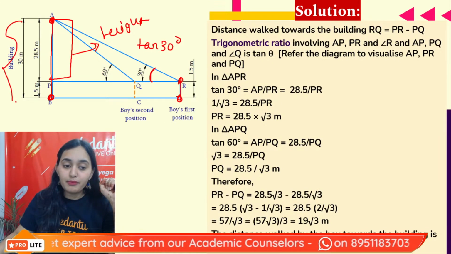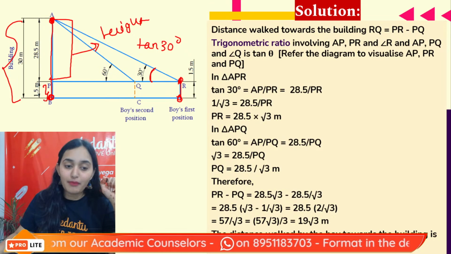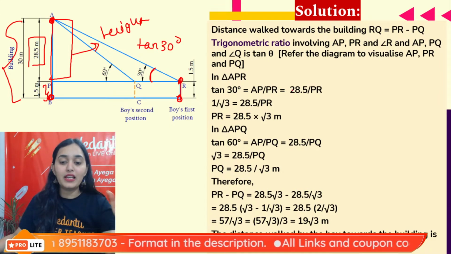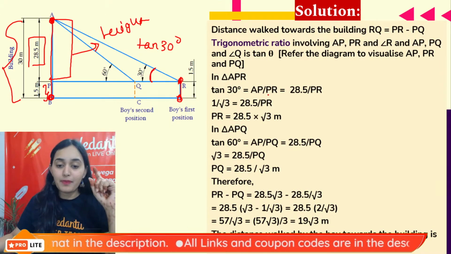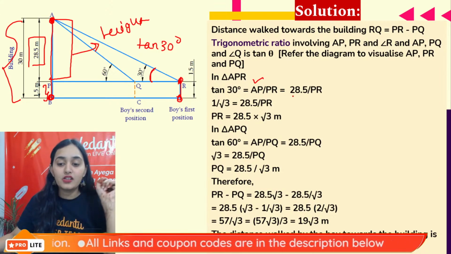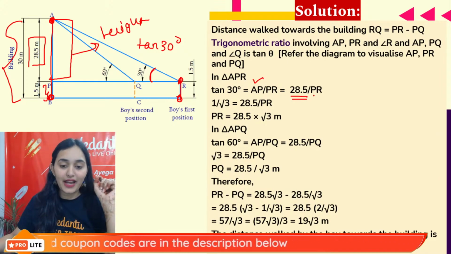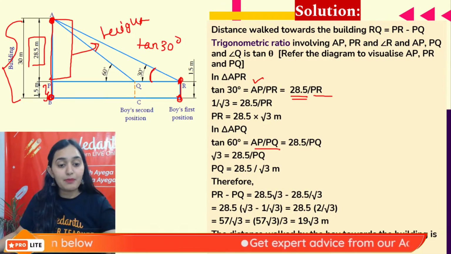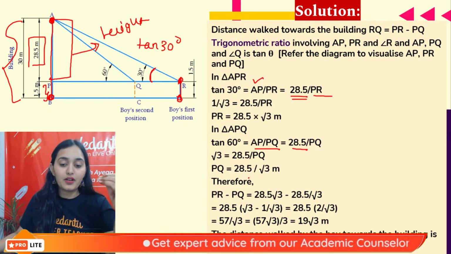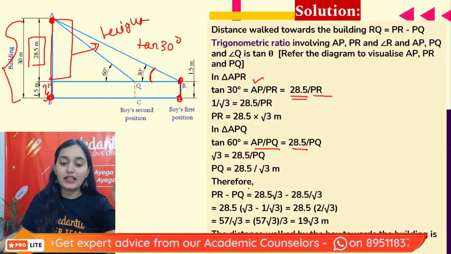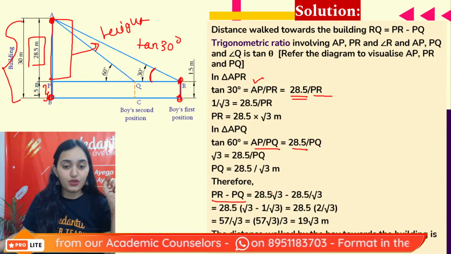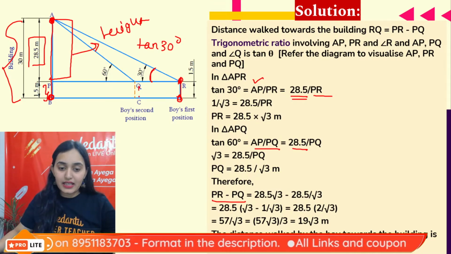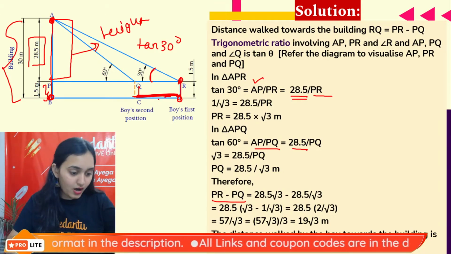So the height of the building minus the height of the man will be 28.5 meter. Now you will be applying whatever formula you have got. So tan 30 degree will be applied on AP upon PR. AP will be 28.5 and PR will be calculated. Similarly, tan 60 will be applied on AP and PQ. AP will be 28.5 and PQ will be calculated, and then finally you will calculate PR minus PQ because you need the distance he had traveled. So it will be this distance which we are calculating.